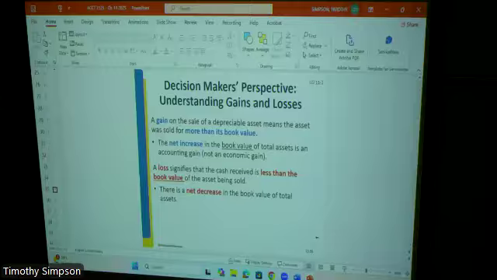And so in this case, the prior example in the blue tab is an increase in book value. But a loss signifies that all that's going on here is we're selling the asset for less than the book value, and all it is is a net decrease. There's not necessarily a loss or gain in either scenario in economic value. It's simply the way that we make these transactions balance.